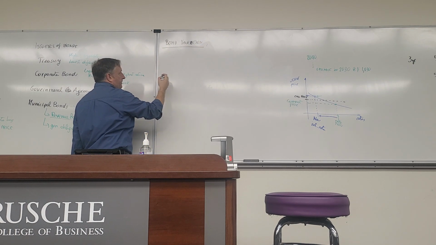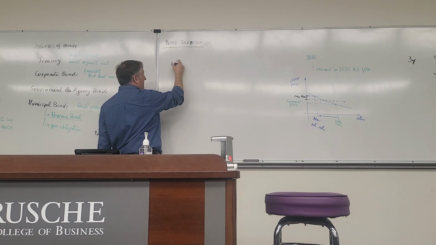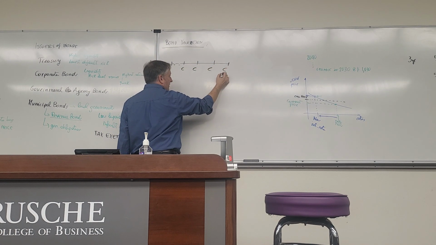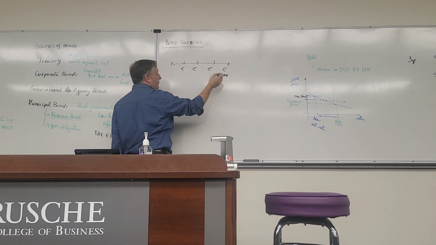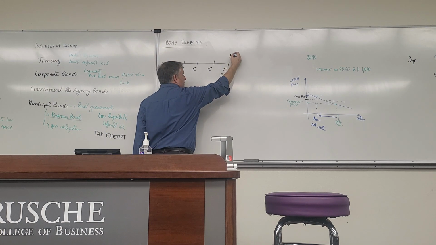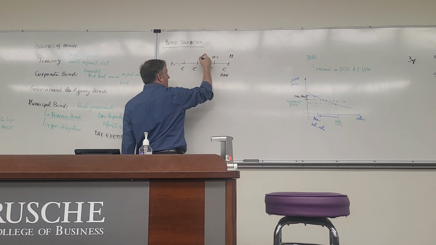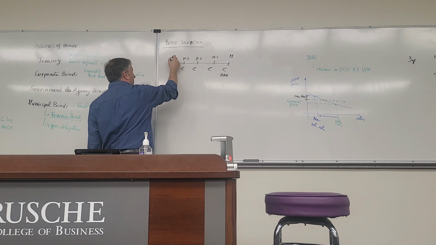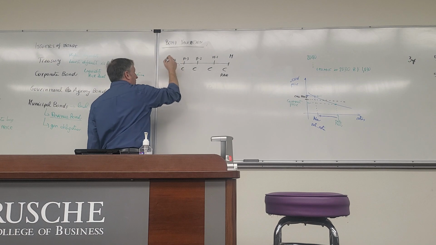So start with the timeline of a bond. This is what you're promised by contract. This is the maturity date. This is 1 period before, 2 periods before, 3 periods before, and this is now.